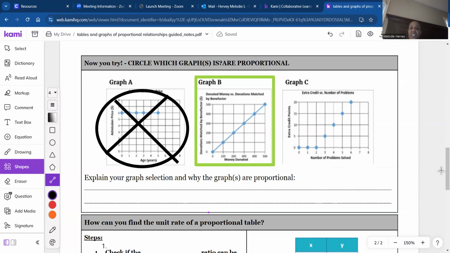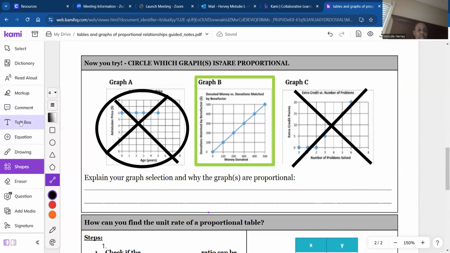Let's look at graph C. Is this a proportional relationship? There is a point at the origin, but it is not increasing proportionally, meaning the number of problems solved does not increase with extra credit points, not for each point. At some point, it looks like it is increasing proportionally, but not here. So in this case, we would say no. Okay.